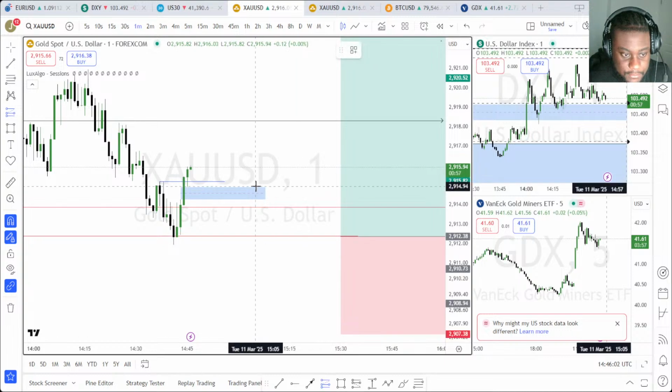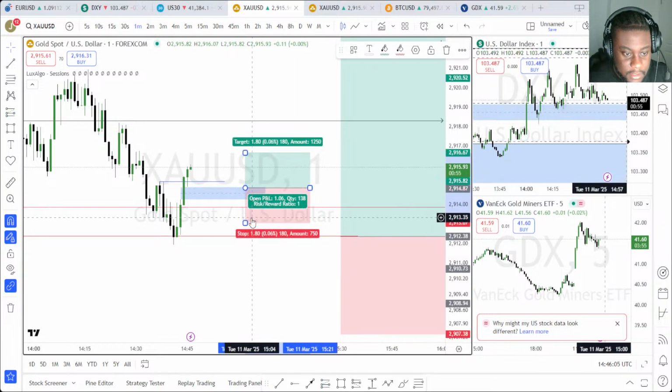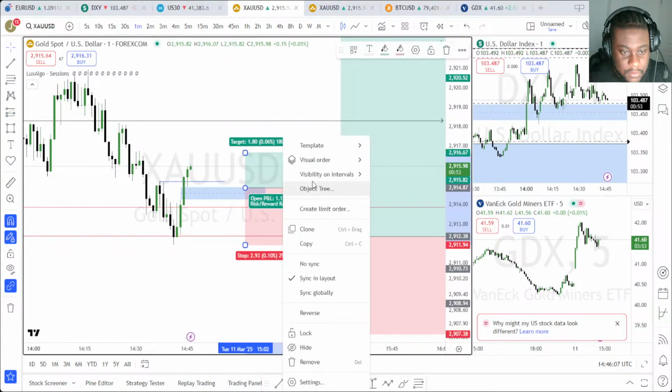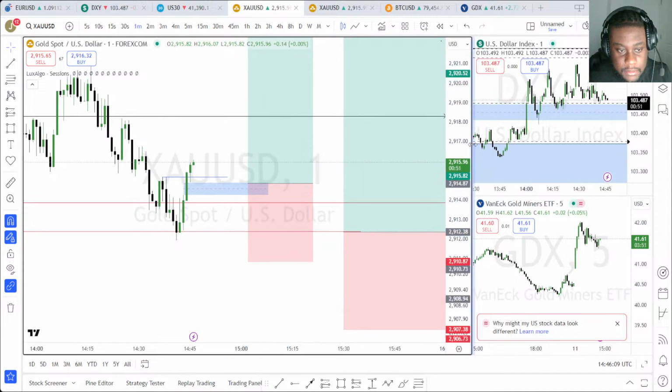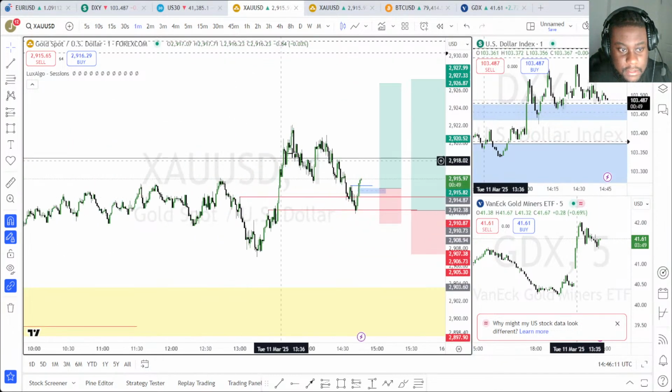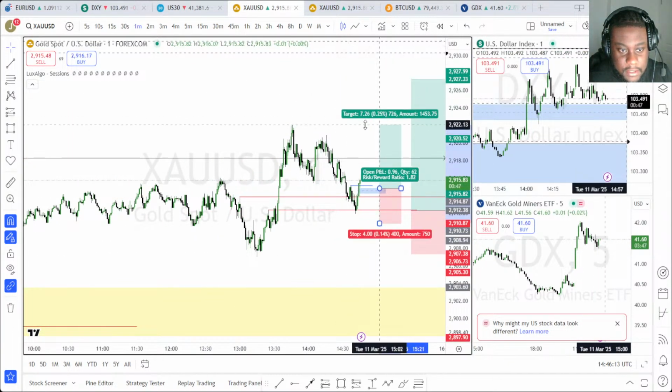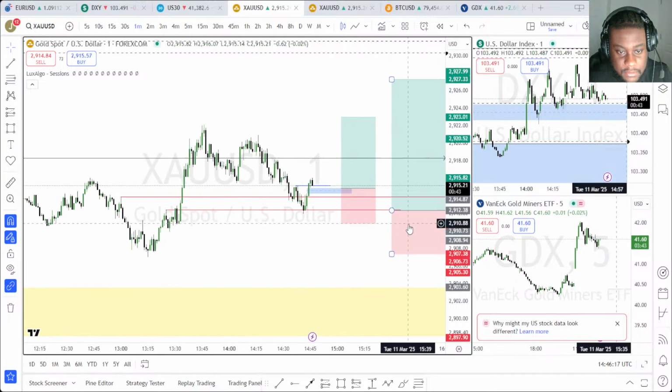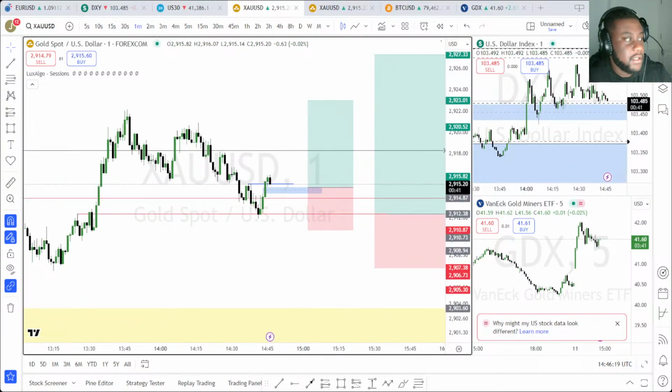Okay, if we look for another entry off of the imbalance, put our stop, I'm going to give this 40 pips. Take out the high. Let's say we take out the high. That's almost a 1 to 2 R. Okay, I like my chances with that. Yeah, I like my chances with that, fellas.